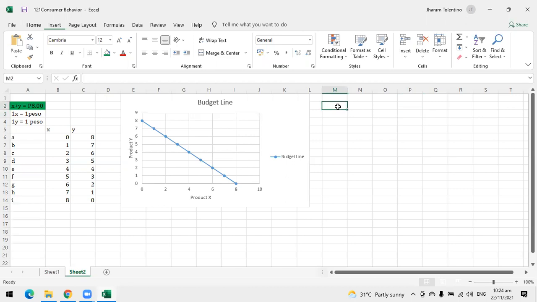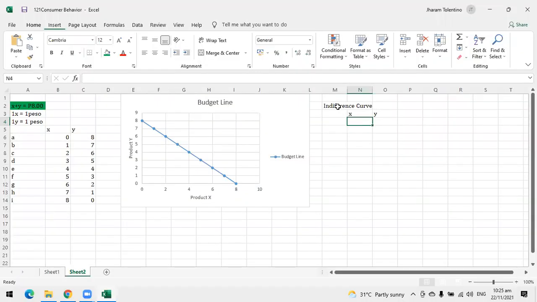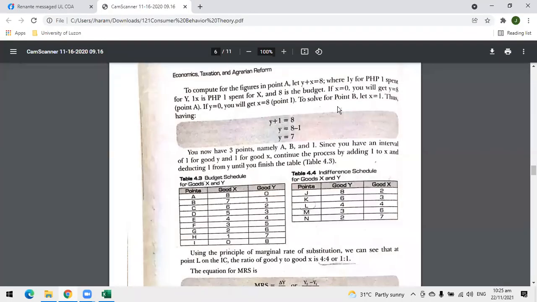From here, on our budget line, we will compare or combine it with what we call the indifference curve. The indifference curve is a series of combinations of product X and product Y that gives our customers satisfaction or maximum satisfaction. It's a combination that is given. So in the book, it says we have good Y and good X. So 2, 8, then 3, 6, just a sample. 3, 6, 4, 4.